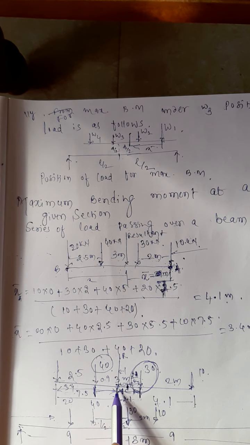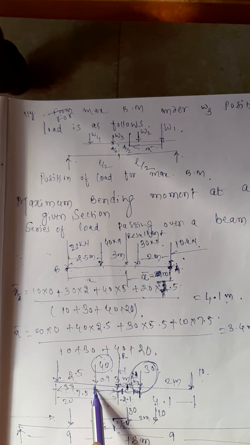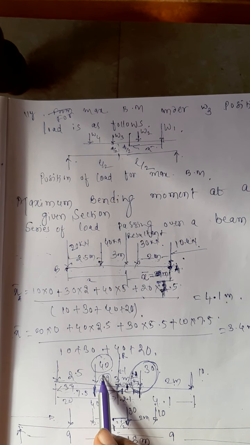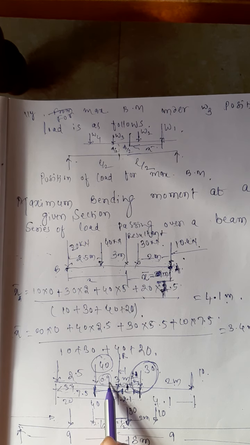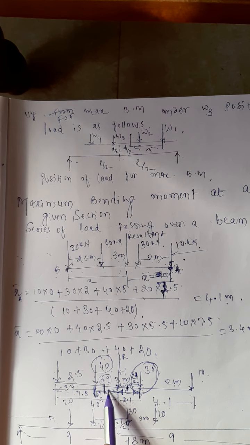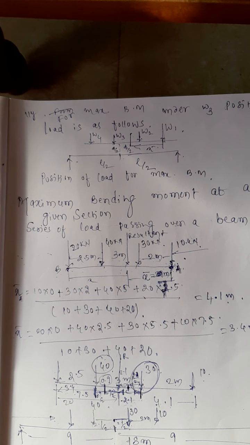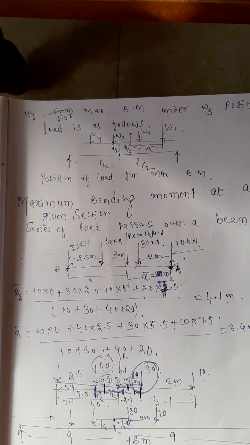This is the resultant position of the load and this is the load under which I am interested to get the maximum bending moment. The gap between them is equal to 0.9. Divide it into 2 parts. Get the center point of it. That is equal to 0.9 divided by 2. Now this is my beam. Here is the center of the load.